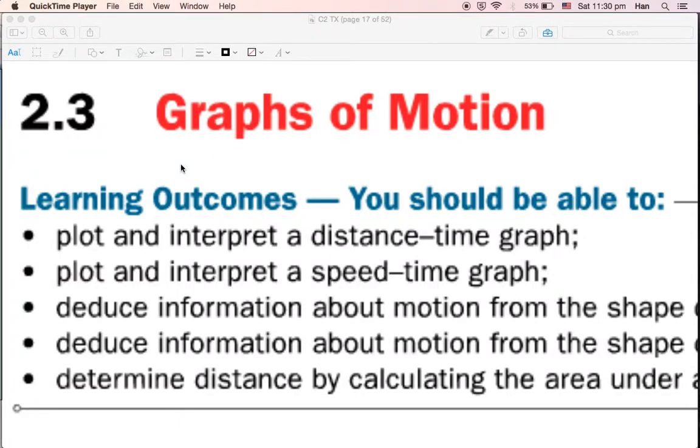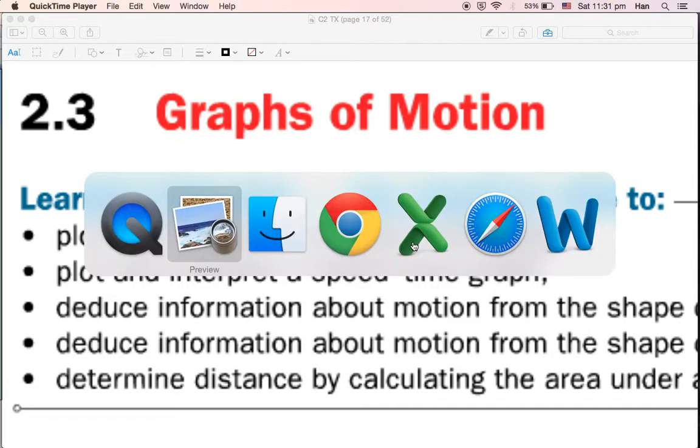Hey guys, hi again. Today we're going to talk about graphs of motion. We're going to talk about two types of graphs: distance time graphs as well as speed time graphs. Let's start off with a distance time graph. Before I start, let me show you a simulation about this.